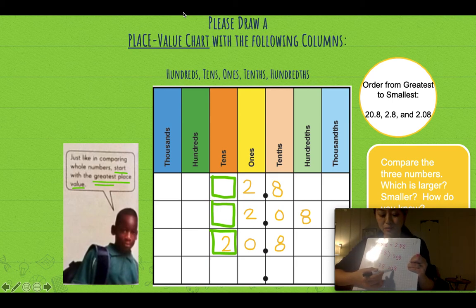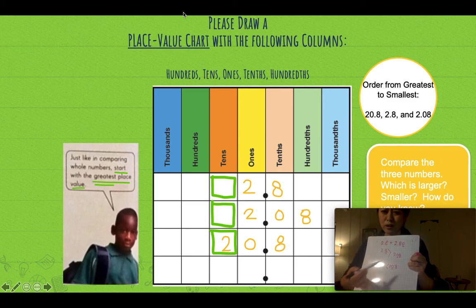It comes before the decimal point, but yet after the ones, right? So then I scooted over the ones and the ones becomes the tens, right? So let's compare these two numbers. When I put the 0 here, what happens? 2.8 is less than 20.8.